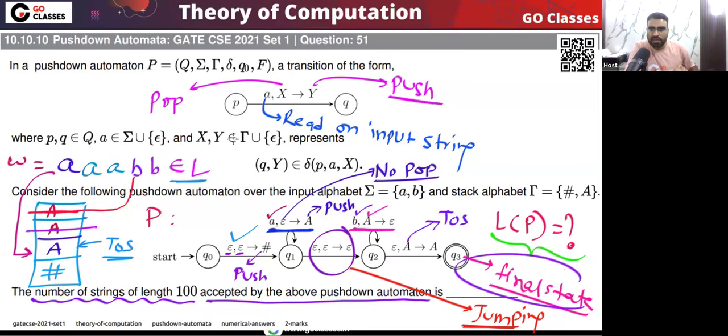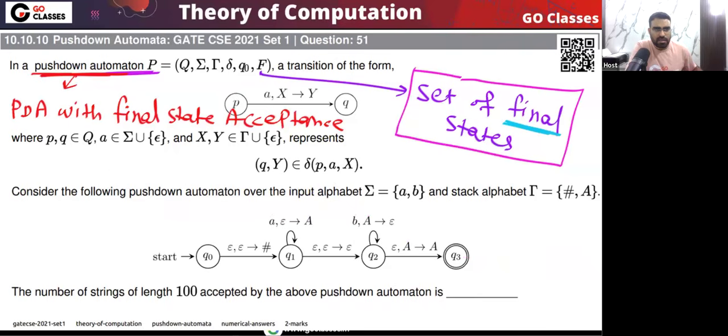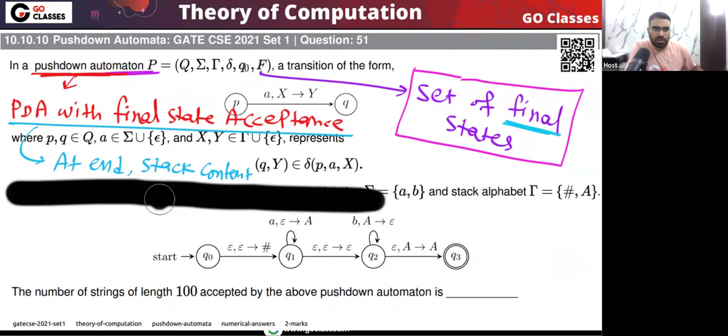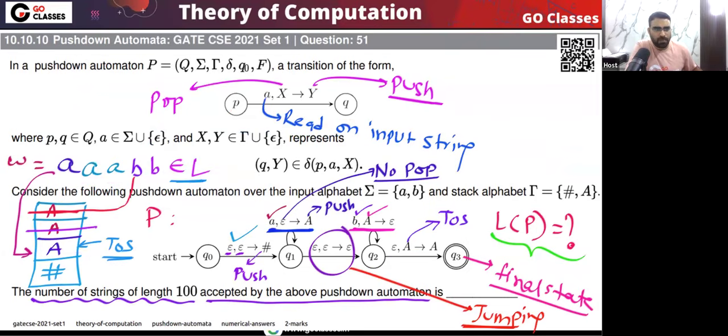Now remember, in the final state, what is your stack content? That does not matter, because you already know that this PDA is a PDA with final state acceptance. So at the end, stack content does not matter. You can easily see here that this string will belong to the language.